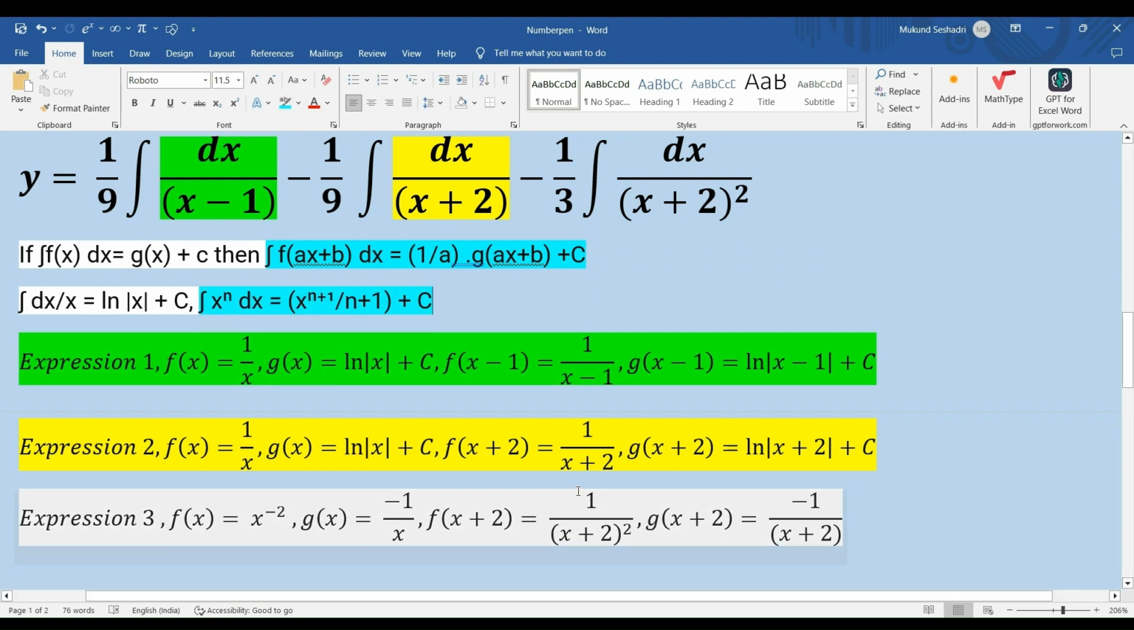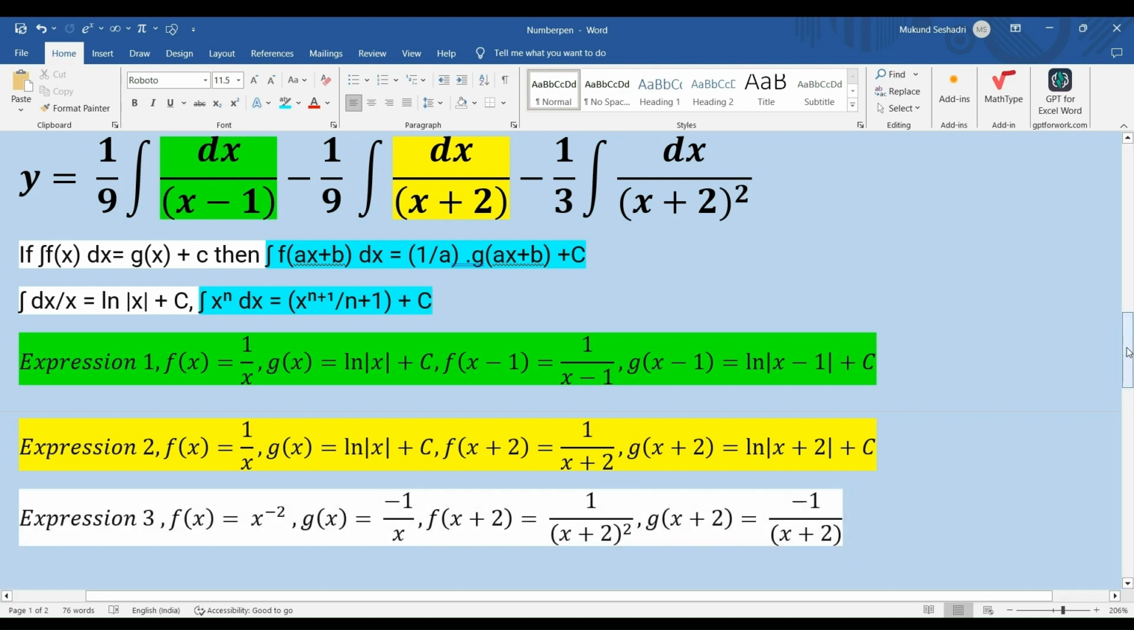And now all I do to arrive at f of x plus 2 is to replace my x by x plus 2 in the f of x expression. I get a 1 by x plus 2 the whole square. And that's the expression for which we are trying to work out our antiderivative. And then correspondingly, my g of x plus 2 is minus 1 divided by x plus 2, right? Where I just replace my x by x plus 2 in the g of x expression, right?